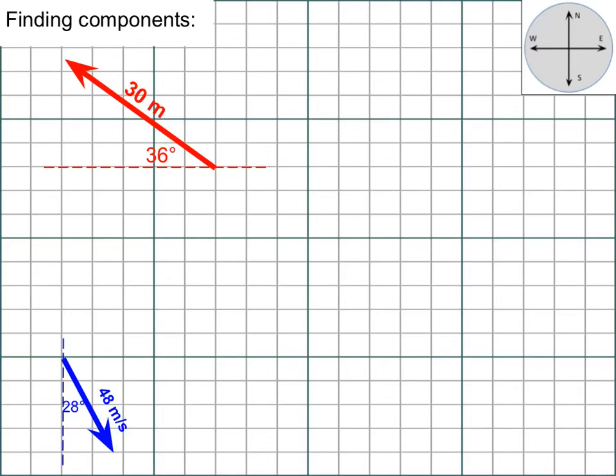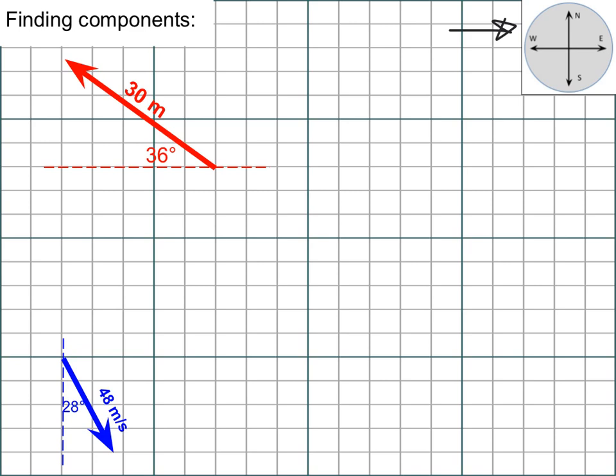In most situations, when we encounter a vector quantity, it's going to be pointed at some sort of an angle, like this 30-meter vector that we see here in red. But our coordinate axes are usually going to be along the normal x and y direction, or using compass directions like this compass shows here, along the west and east and north and south.